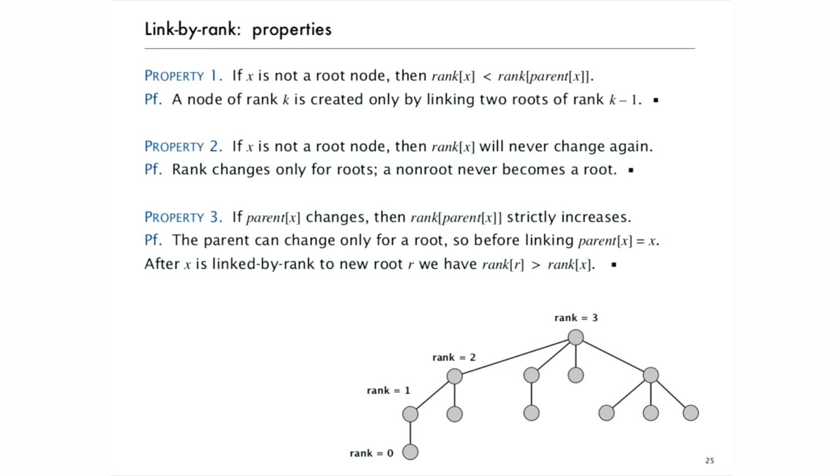And if X is not a root node, the rank of X will never change again. That's true. If you are not a root node, because when does the rank change? When you are the root and two equal guys, one becomes the parent. So once you become a normal node, your rank is never changed, right? Rank changes only for the roots. A non-root never becomes a root in our operation. So just by the simple properties of our union find, what do you call this?